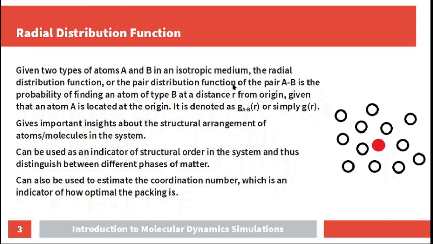I need to mention that there are several functions like this which are quite similar to each other, but they have slight differences. For example, the radial distribution function and the pair distribution function are quite similar, but they have a very subtle difference. The radial distribution function is a quantity which depends only on the magnitude of r, whereas the pair distribution function, or pair correlation function, is the same quantity which depends on the vector r, that is, it also depends on the orientation. But for an isotropic medium, the two can be identical.